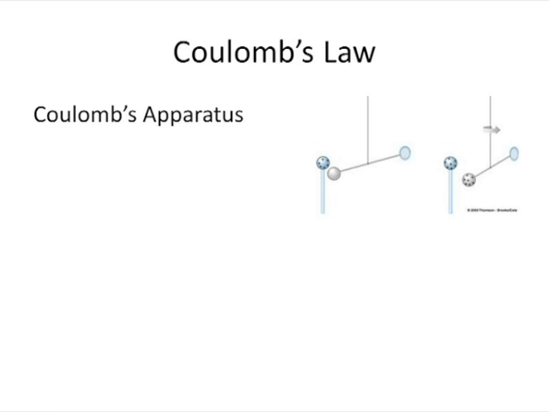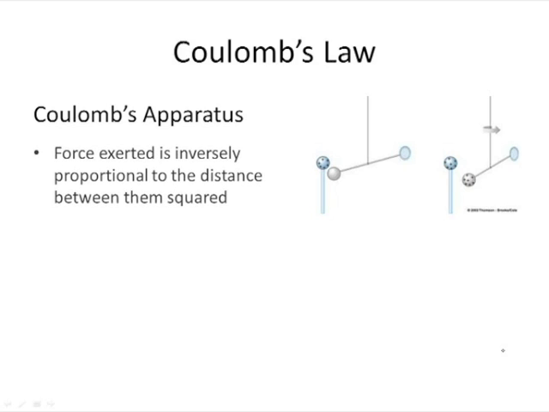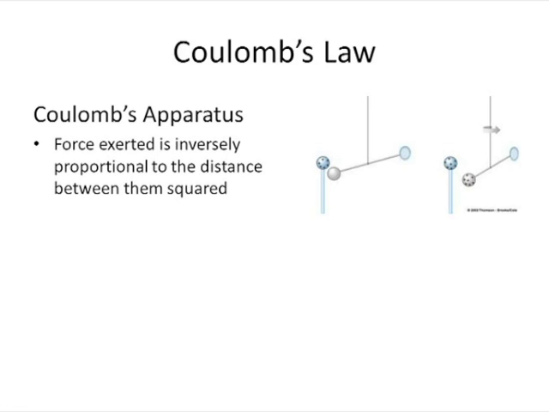So let's take a look at Coulomb's apparatus, and this is who discovered the law of force between two charged particles. This design was set up so that Coulomb discovered that the force between two charges decreases as the distance between the charges increases. One of his observations was that the force exerted between two charged rods is inversely proportional to the distance between them squared.